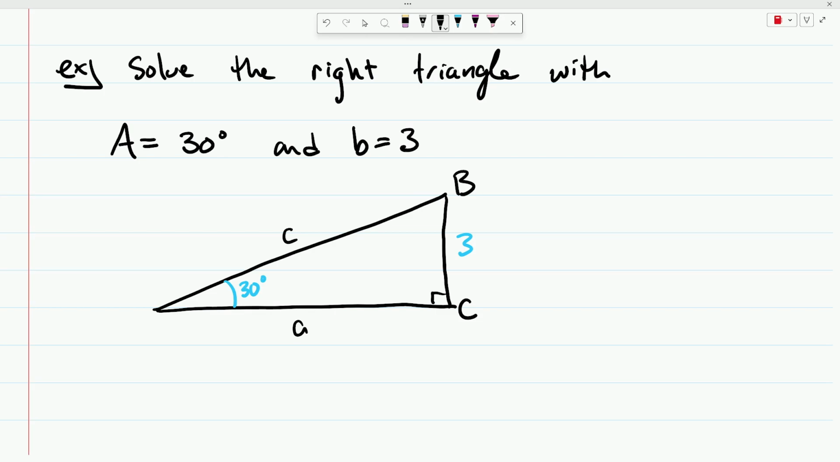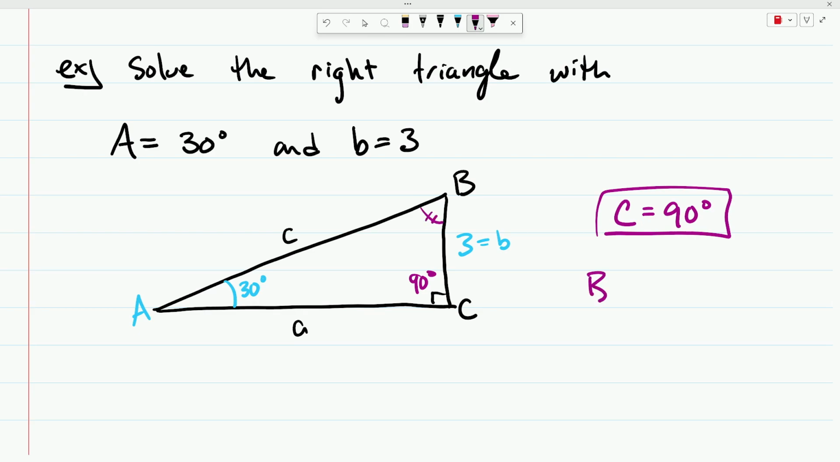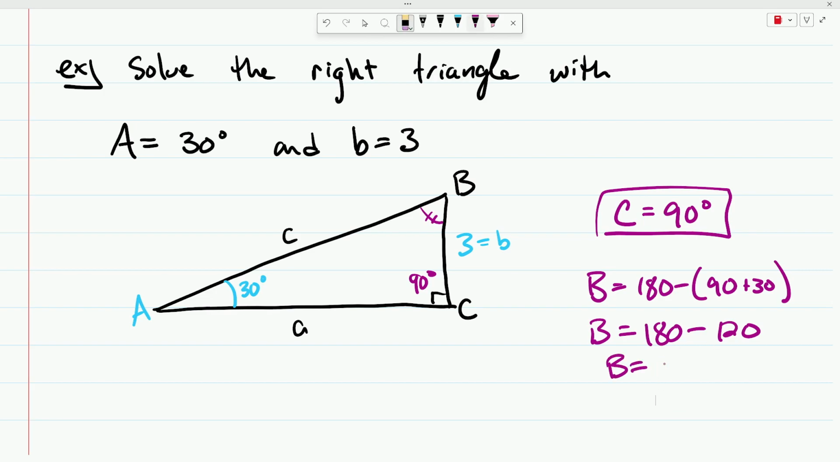When we look at this, we already know angle A is equal to 30. And we already know side b is 3. Now the question becomes, how do we get all the other stuff? Easiest thing, get the right angle first. So in purple, C is going to equal 90 degrees. Now, if this is 90 degrees, and the angle in the lower left-hand corner is 30, then angle B has to be 180 minus 90 plus 30, or 180 minus 120, so angle B is 60 degrees. So we got all of our angles done.